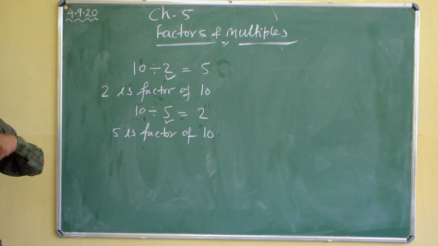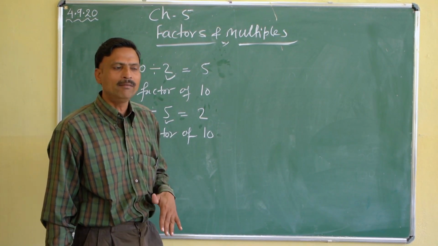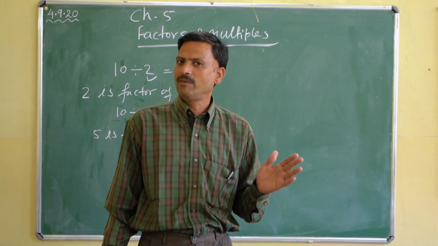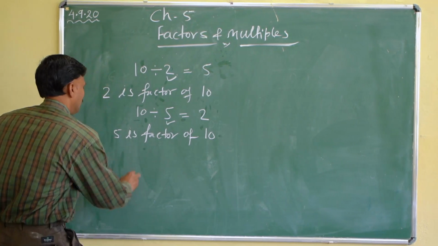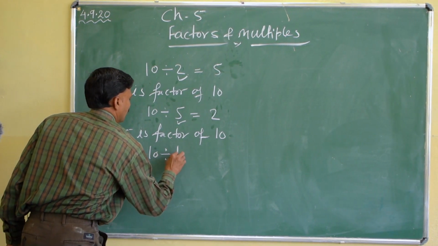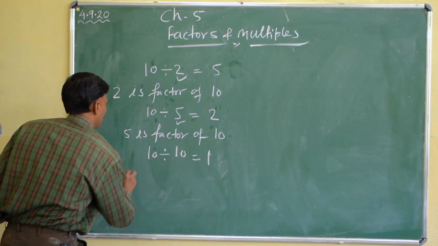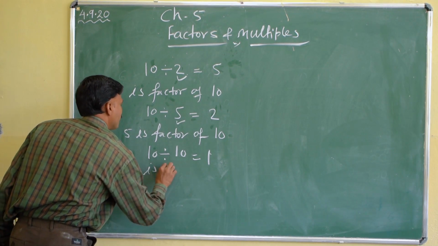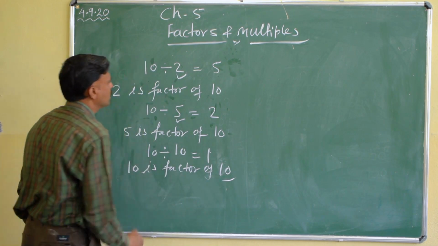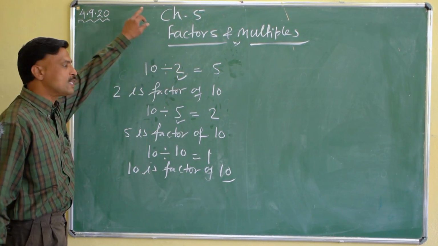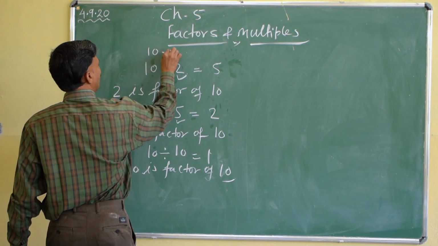Now after 5, is there any number which divides 10? 6? No. 7? No. 8? 9? No. Which number? 10. 10 is divisible by 10, how many times? 1 time. So 10 is a factor of 10. Right? Now before 2, if you see, there is 1.